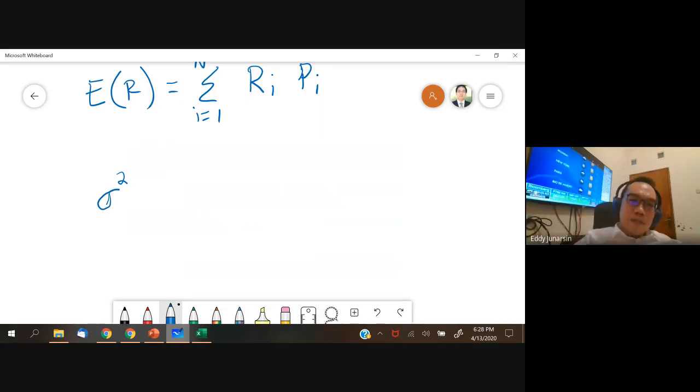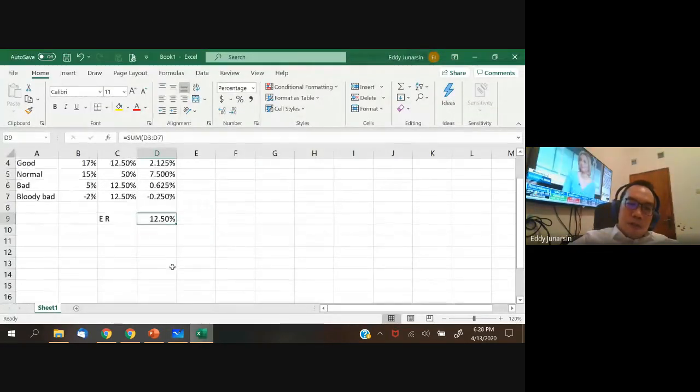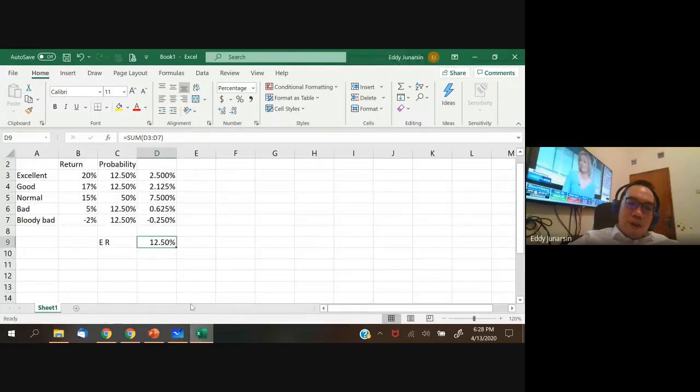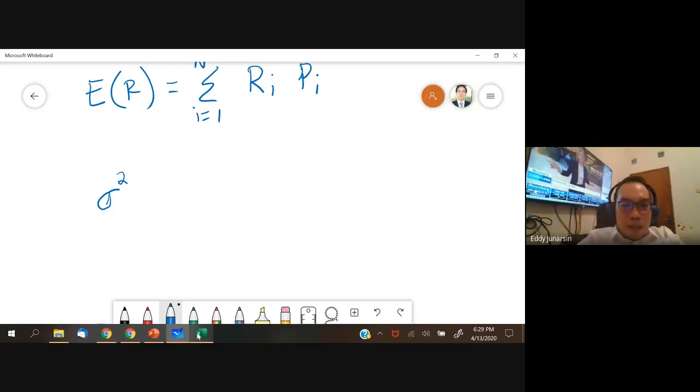So what is variance? Variance, as the name suggests, see variance, and then the square root of it is standard deviation. So it measures the deviation, right? Measures the deviation. Deviation from what? Deviation from the expected value. So in our case, it's a deviation from the expected return. Okay, so now we have got our expected return in our previous calculation at 12.5%. So what is our variance now?